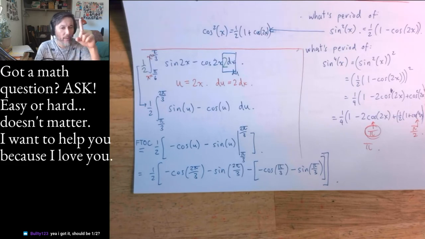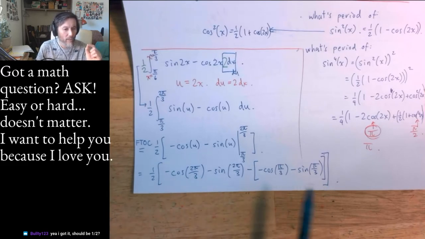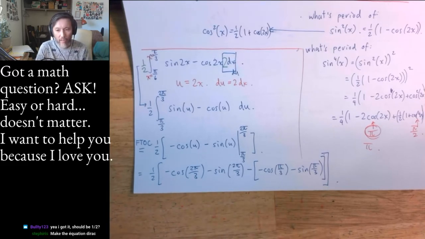So what's cosine of pi over 3? That's 1/2. I think the answer is 1/2. Yeah, I think this ends up being 1/2. Good job.